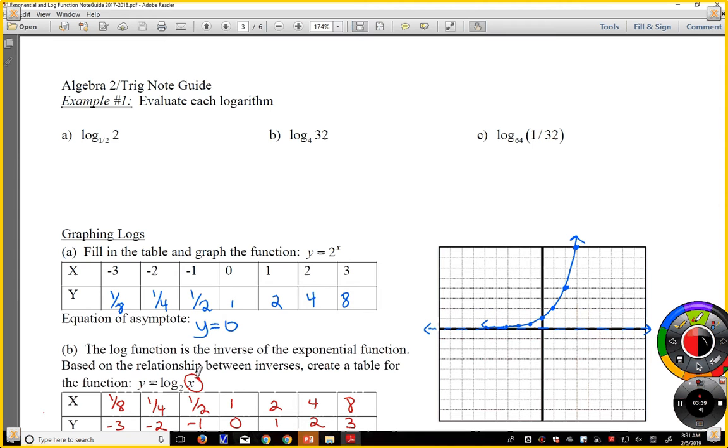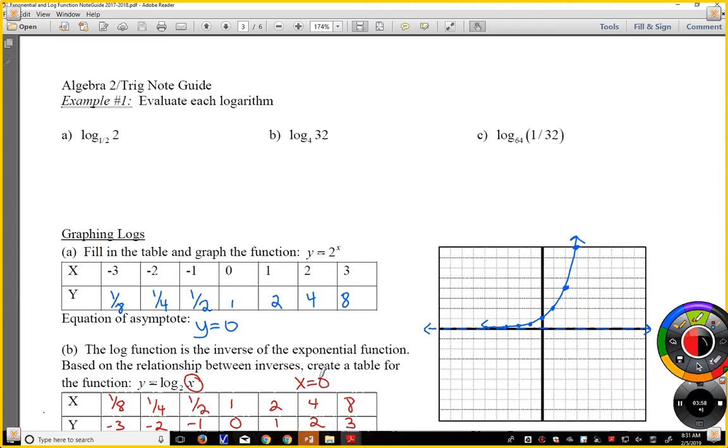Okay. Where do you think the asymptote would be for this function based on how the inverse relationship works? Chris? Good. So instead of y equals 0, I know I don't have room here, I'm just going to write it here. You guys have a space for it in your note guide right below. Our asymptote is at x equals 0.